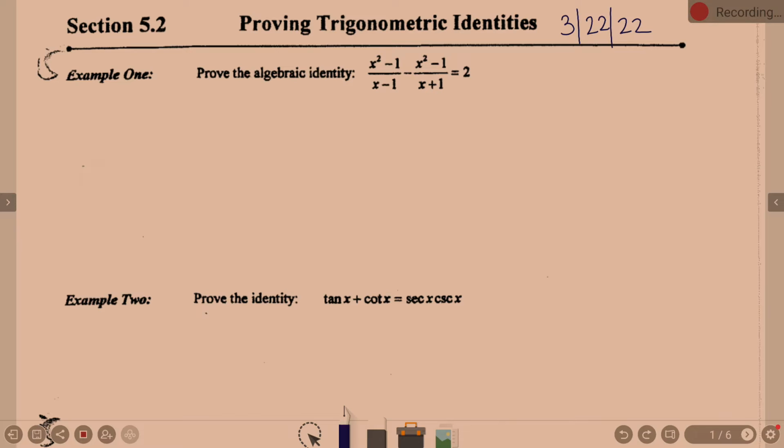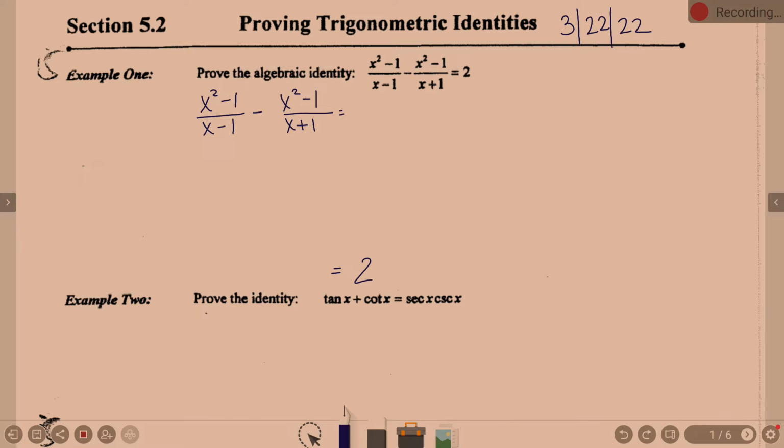So our plan is that we are starting with the left side of this, and our goal is to make it equal the right side. As I write this out, I'm starting with the left: x squared minus 1 over x minus 1, minus x squared minus 1 over x plus 1. And my goal, when I get to the end, is I want it to equal 2. You'll always see me writing my goal at the bottom. I'm not saying you have to do that, but that's where I'm headed.